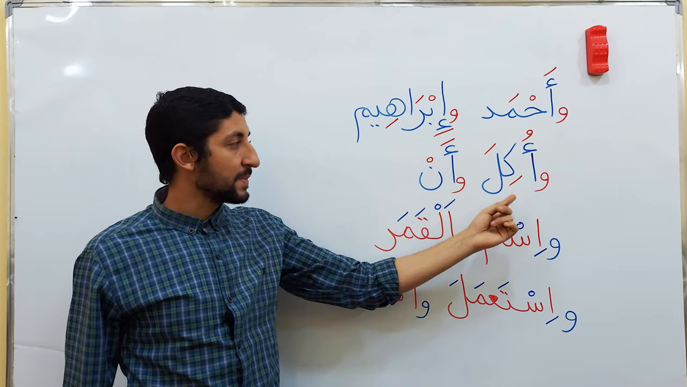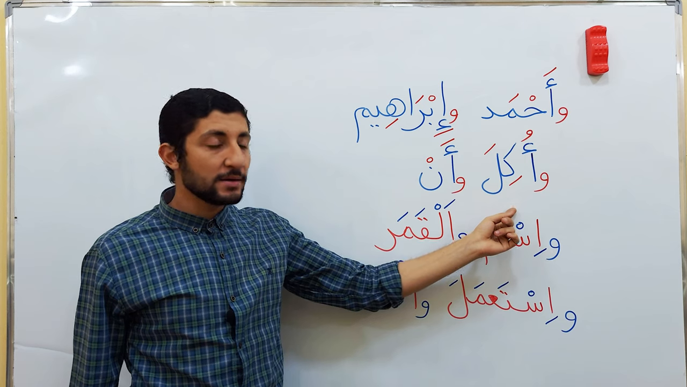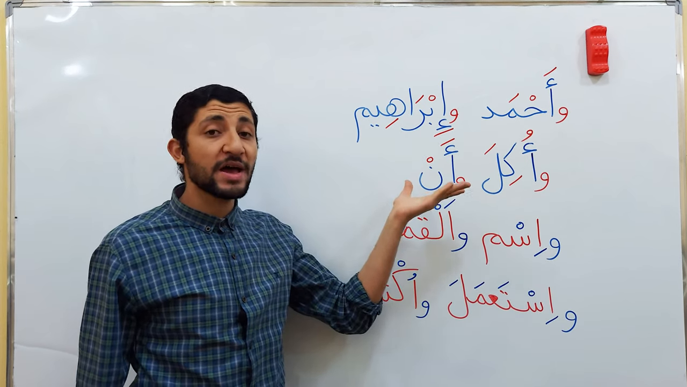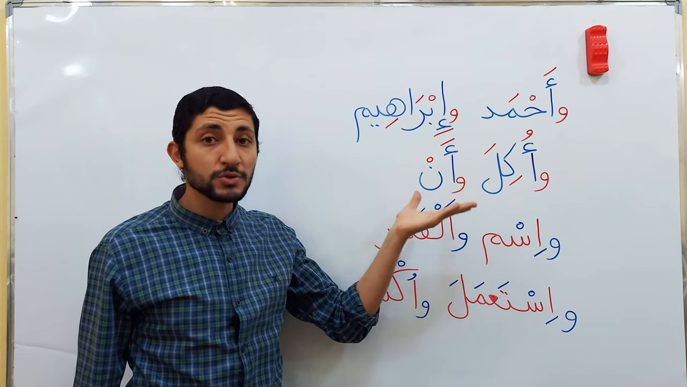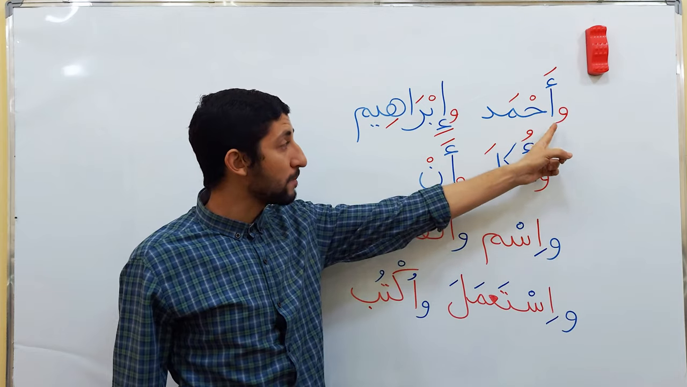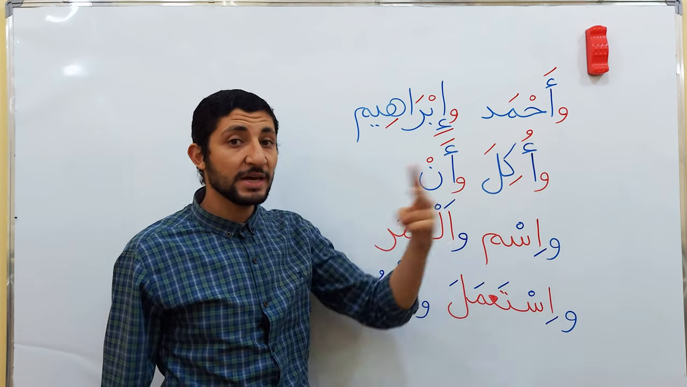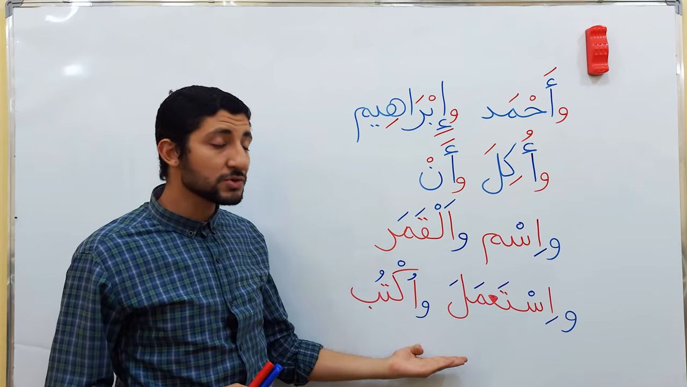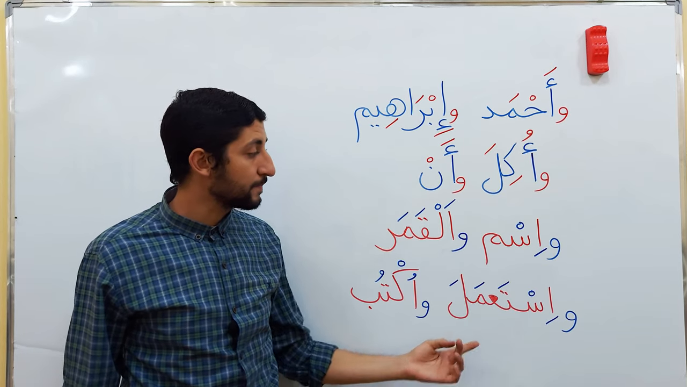Wa Ibrahim. Wa akala. Wa an. So as you can see, in case of hamzatul qat', it's also obvious in this case. So whether we start from before or from the letter alif itself, in both cases it will be obvious. We will read it. Okay, now let's try hamzatul wasl.